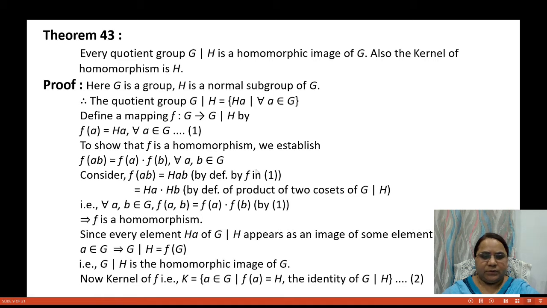Next we have Theorem 43. Every quotient group G/H is a homomorphic image of G. Also, the kernel of the homomorphism is H. Let's prove that. Here G is a group, H is a normal subgroup of G.